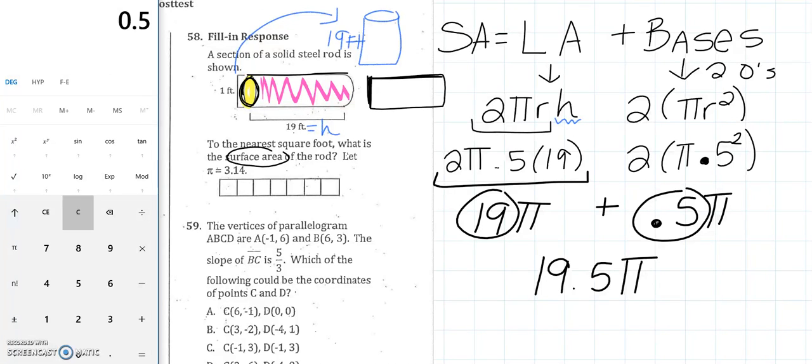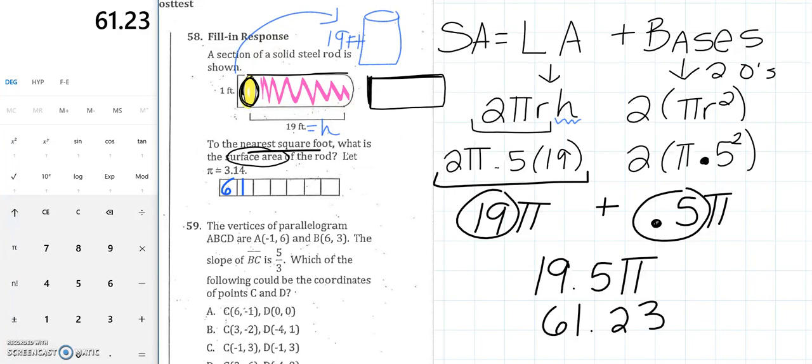And now my very last step, now I'm going to multiply in that pi of 3.14. So I'm going to do 19.5 times 3.14. And I'm going to get 61.23. Now it says to the nearest square foot, so it does not want a decimal. It wants the nearest foot, whole number. So the nearest whole number is going to be 61.